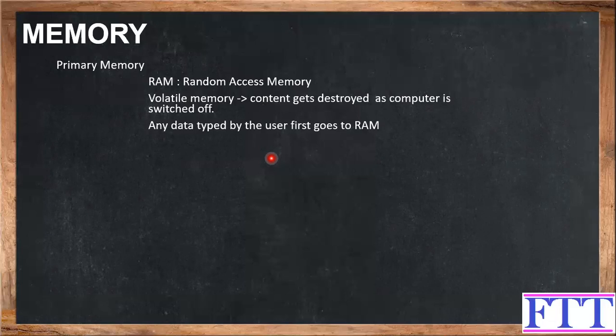Any data typed by the user first goes to RAM. Nothing but ನೀವು ಏನೇ ಒಂದು ಆಕ್ಟಿವಿಟಿ ಮಾಡಿ, ಕಂಪ್ಯೂಟರ್ ಅಲ್ಲಿ ಯಾವುದೇ ಒಂದು ಡೇಟಾನ ಪ್ರೊಸೆಸ್ ಮಾಡಬೇಕು ಅಂದ್ರು, ಆ ಡೇಟಾ ಎಲ್ಲಿಗೆ ಬರಬೇಕು? RAM ಬರಬೇಕು. ಅಂದ್ರೆ ರ್ಯಾಂಡಮ್ ಆಕ್ಸೆಸ್ ಮೆಮೊರಿಗೆ ನಾನು ಏನೋ ಒಂದು ಎಕ್ಸಿಕ್ಯೂಟ್ ಮಾಡಬೇಕು, ಆ ಡೇಟಾ ಎಲ್ಲಿಗೆ ತರಬೇಕು? ಫಸ್ಟ್ ಆ ಡೇಟಾನ RAM ಅಲ್ಲಿ ತರಬೇಕು. Because your operating system will interact with RAM.